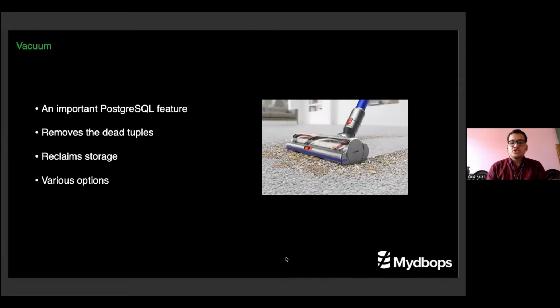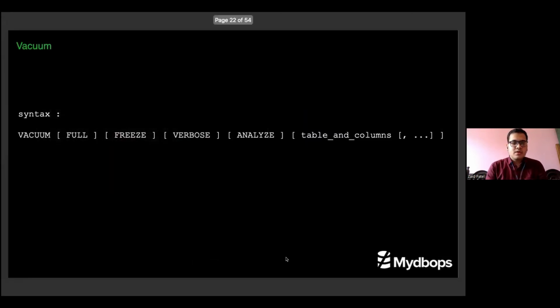It also reclaims the storage back to the OS in some cases. We will discuss that further. And yeah, it comes with various options like this one. So this is the syntax of vacuum. We have vacuum. These are the options: full, freeze, verbose, analyze. And then we can give the tables as well as the columns that need to be vacuumed. If we don't give any tables or columns, it will by default take it as the complete database to be vacuumed.